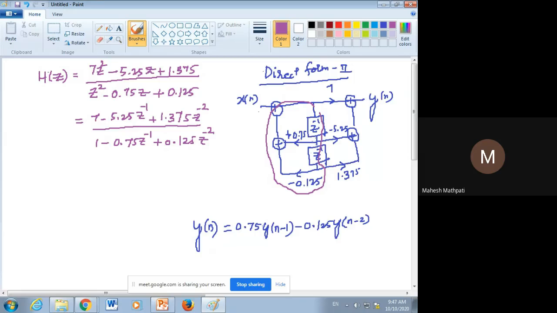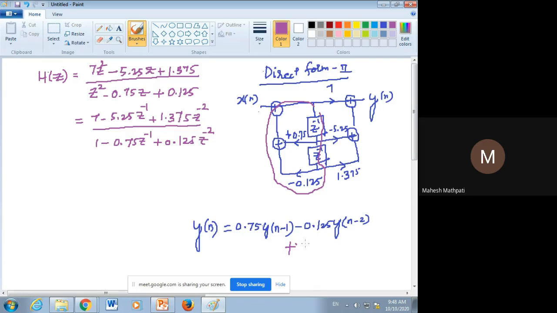Then second, y of n is passing through the second delay element, which is multiplied with minus 0.125. Then further what can we write here? This is for the y coefficient. For the x coefficient, what will we write? If this x of n is passes through this part, first what comes?